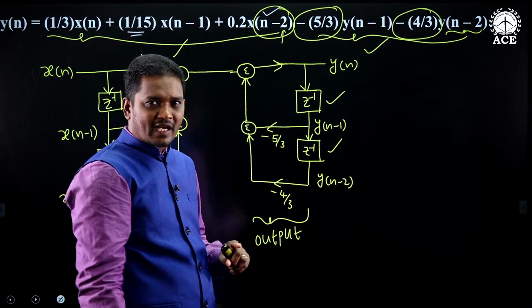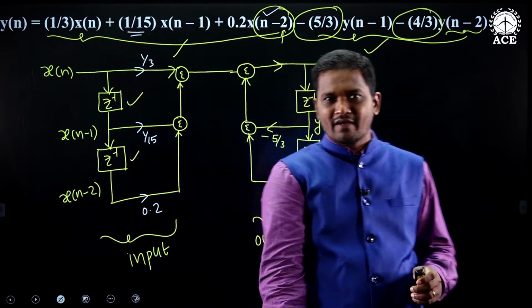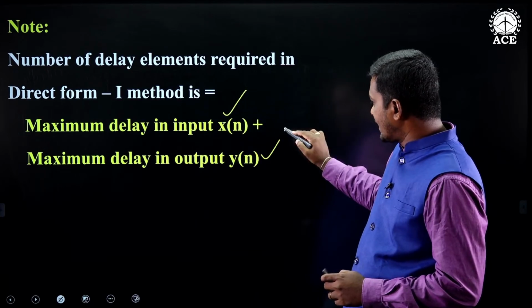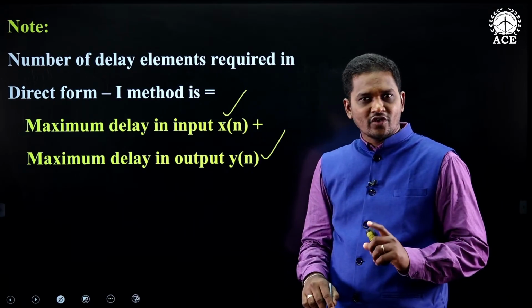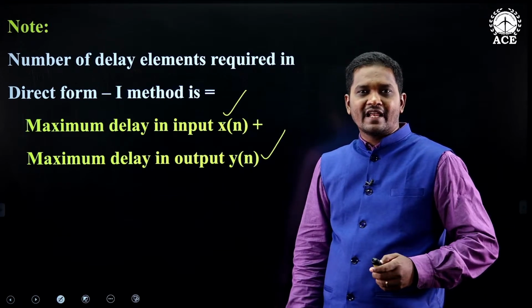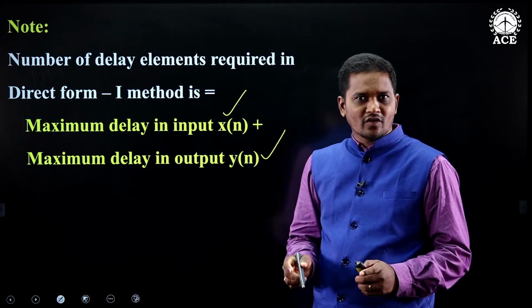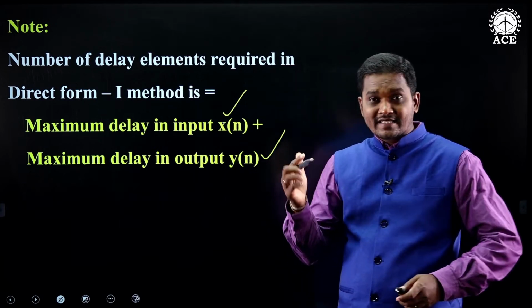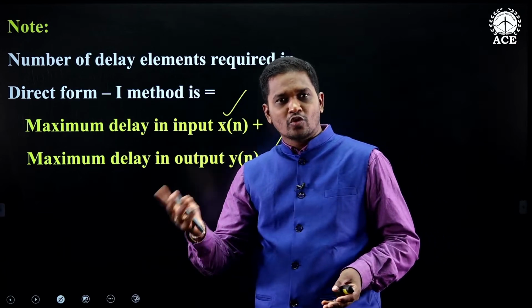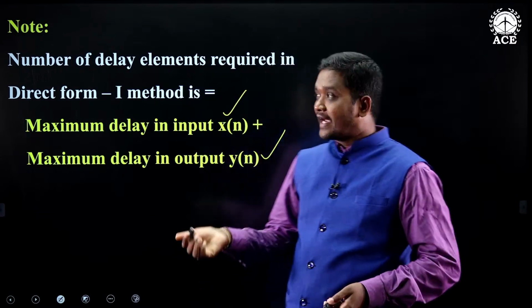So what is the formula? The total number of delay elements required is the maximum delay in the input x of n plus the maximum delay in the output y of n. Understood? So by using this formula, you can get the number of delay elements required in direct form 1 method. So what is the disadvantage? It is using separate delay elements for input and output. To overcome this, we are moving to direct form 2.